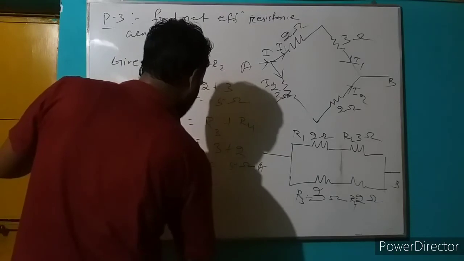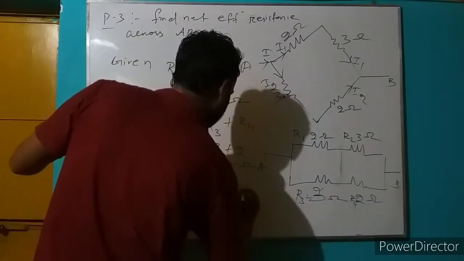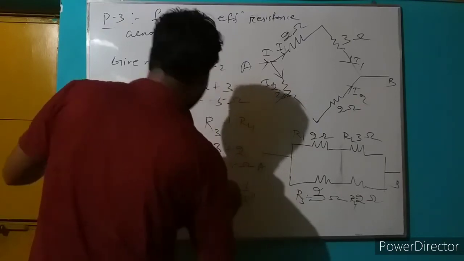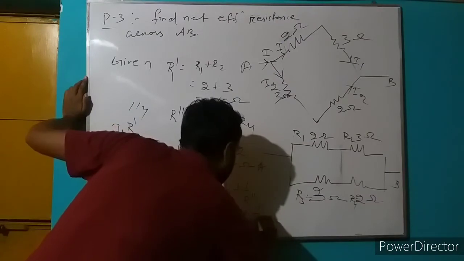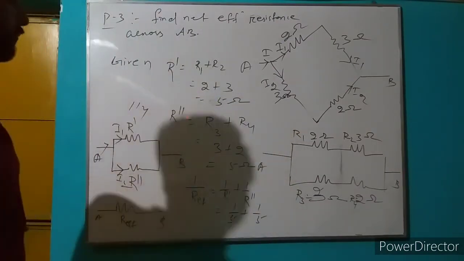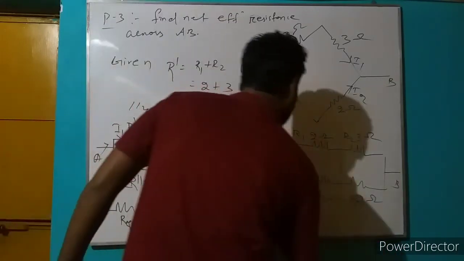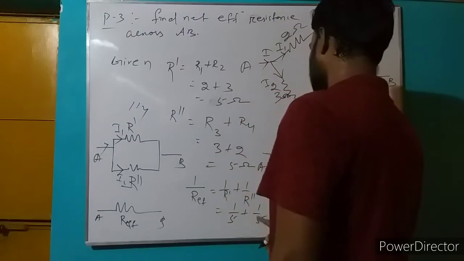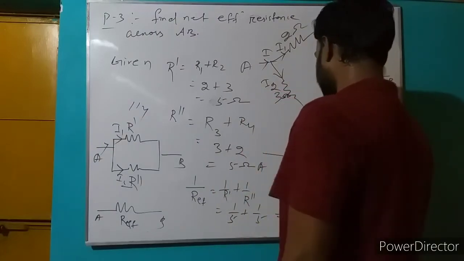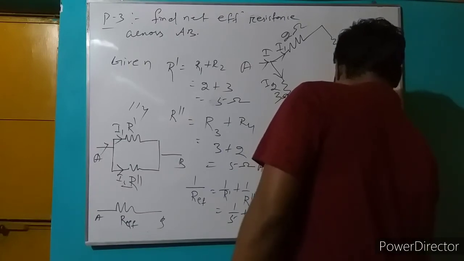Therefore 1 by R effective equal to 1 by R prime plus 1 by R double prime. So 1 by R prime means what? 1 by 5 plus 1 by 5. If we calculate its LCM, then its LCM becomes 5. 5 divided by 5 is 1, 1 plus 1 is 2. So 2 by 5.